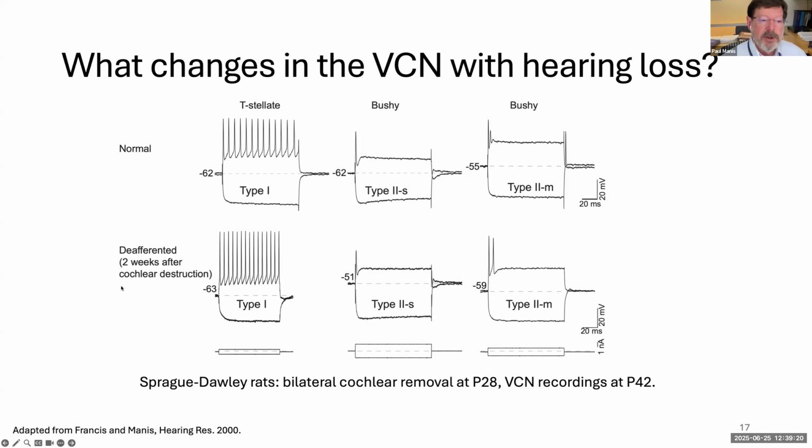2 weeks after deafferentation, complete cochlear destruction, the patterns were basically unchanged. In fact, nothing really changed in the cells except for a slight change in input resistance in the T stellate cells. This is good for doing things like cochlear implants because now you know that the system that you're stimulating has a set of electrical properties that are very similar to what's seen normally in the intact. They're not changing wildly.